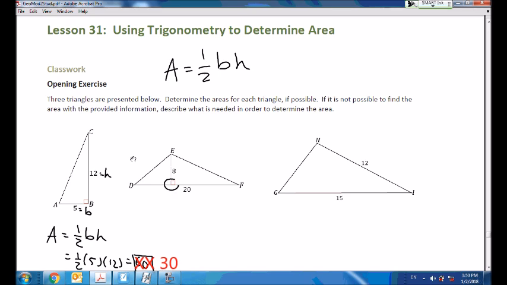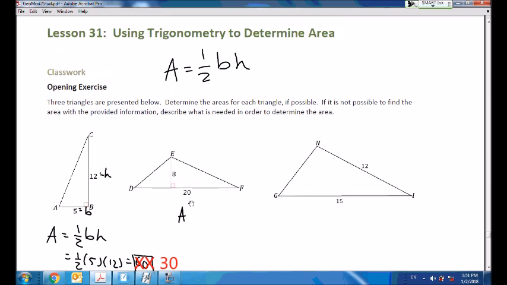Now the next one, a little trickier but not that hard because you're only given 2 lengths. They are perpendicular, which is super important because the base and the height must be perpendicular. So we have the area is 1/2 base times height. You think about this as the base and the height is perpendicular to it. So you have 1/2 of 20 times 8, which is 80.